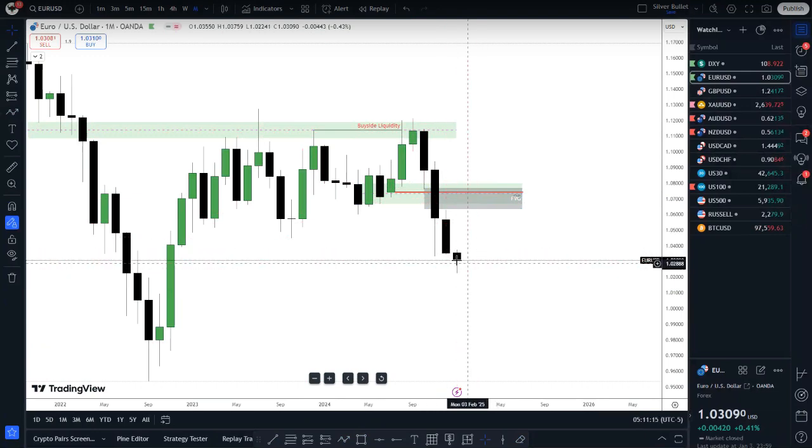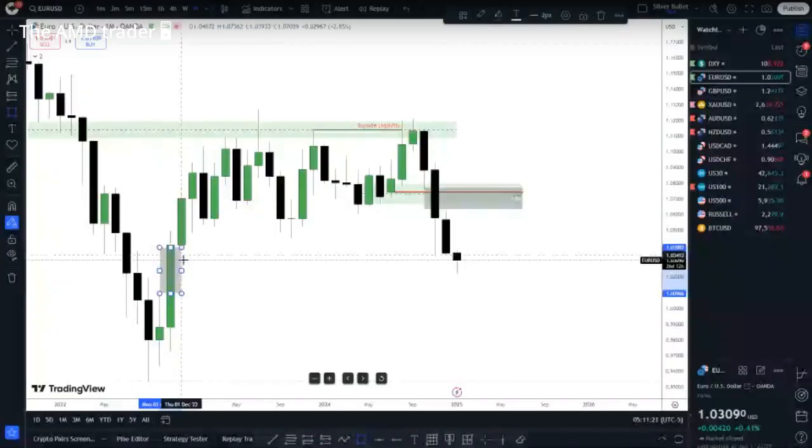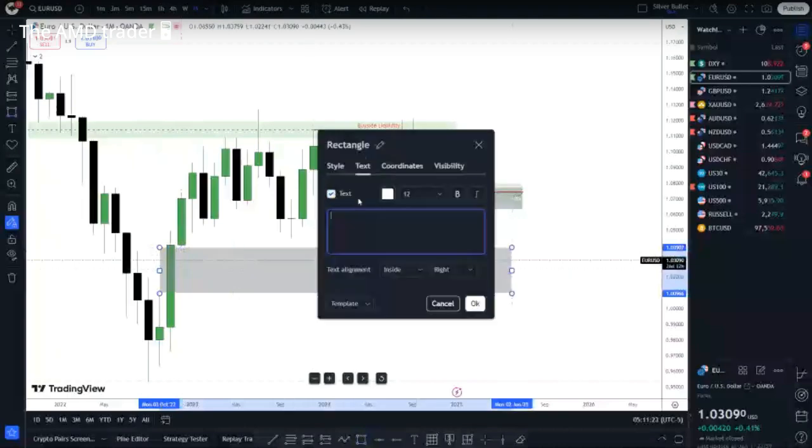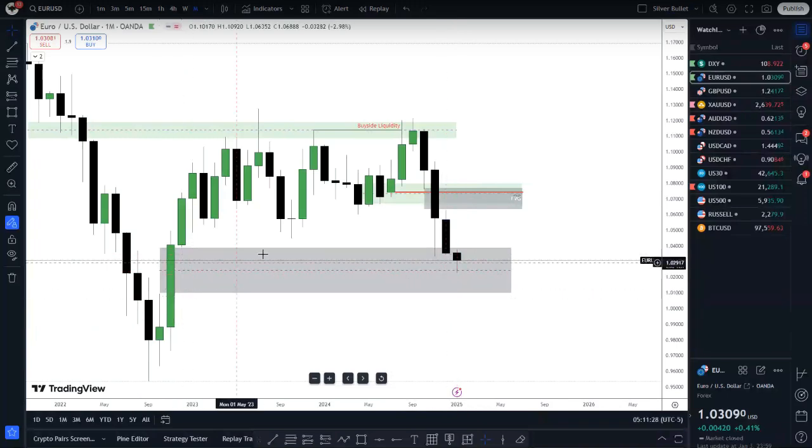Now in January, where is the key? Something that is disturbing me here is this. We have this monthly BISI, buy side imbalance sell side inefficiency here. And what gives me the problem is that we didn't close even to the consequent encroachment of this BISI here. So what am I expecting here? I am heavily bearish, right? I want to see price pushing lower. I want to see price closing below the consequent encroachment of what? Of this BISI here. I want to see price pushing below it and closing below it. So a move like this is an invasion, then continues to the downside.